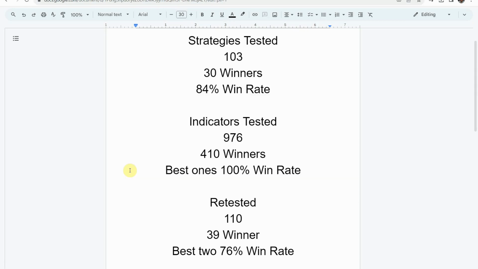We've also tested a total of 976 indicators, with 410 of them being winners. The best ones so far were able to achieve a 100% win rate. Now you need to go back and watch those videos to understand the context of how they were able to achieve that. So go back and watch those videos and see what you can get out of those winning indicators. We've also retested in the advanced testing 110 of the winning indicators. 39 of them have been able to maintain the winning status, the best two, a 76% win rate. And keep in mind that we test most of these indicators and strategies on the Forex and crypto market, but they can be applied to just about any market and time frame universally.